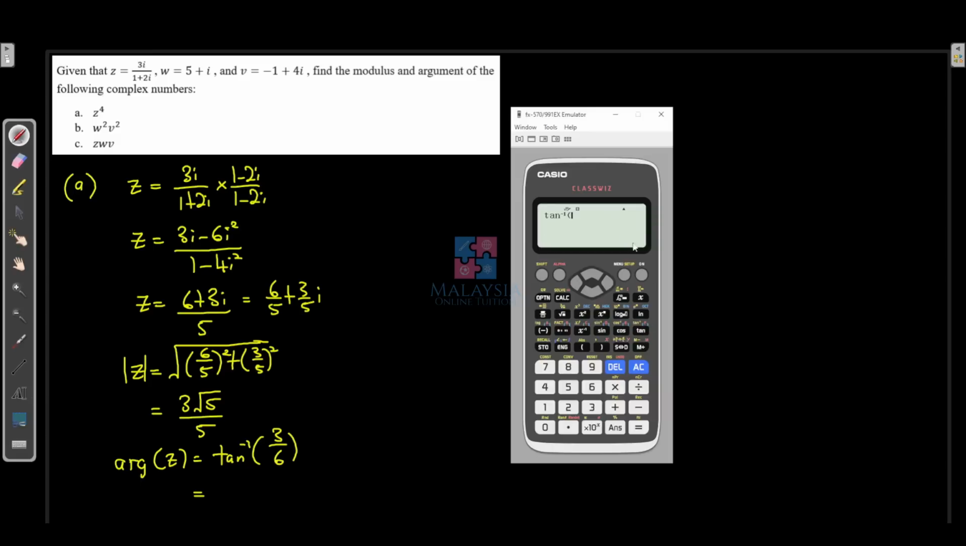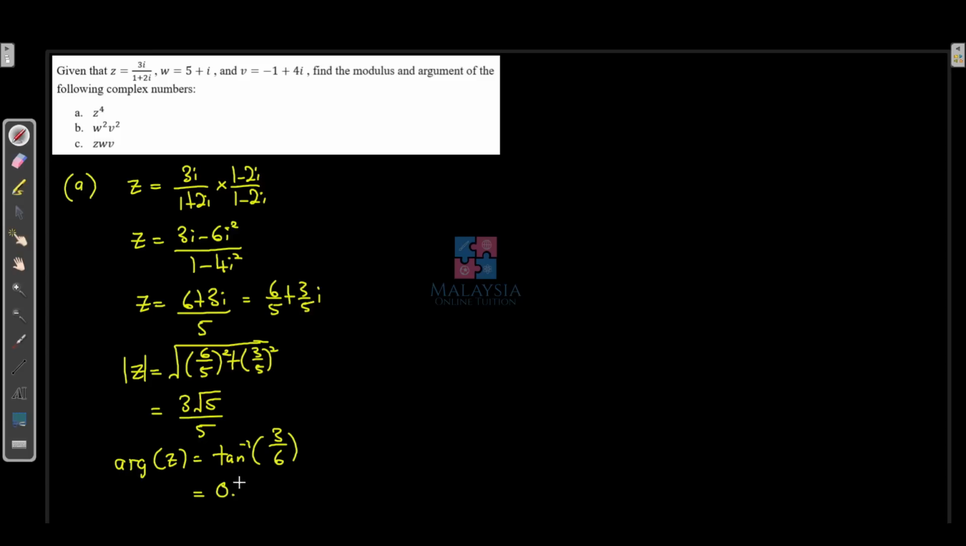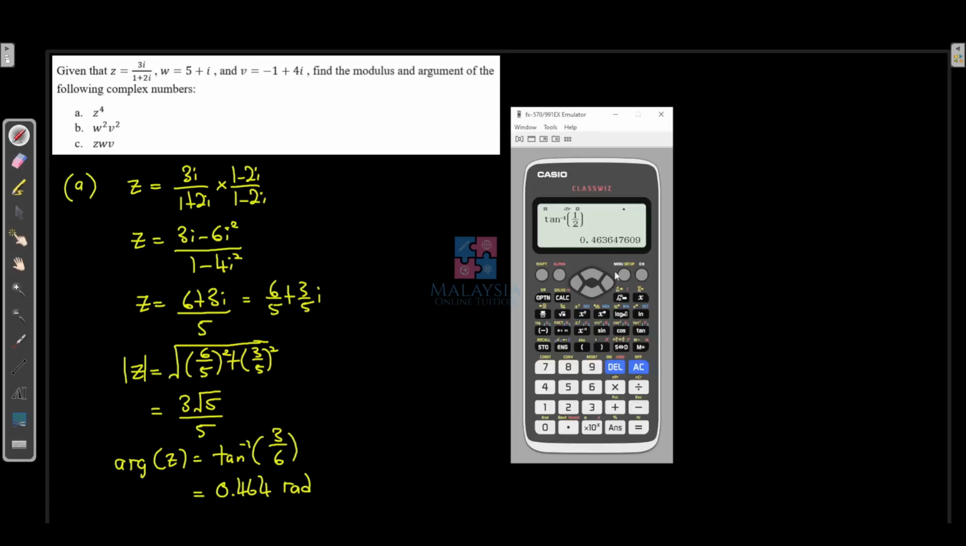So tan inverse of 1 over 2. Make sure you calculate it in radian mode. We get 0.4636, we can just use 0.464 radians. Before you proceed any further, please check whether this is actually your modulus and argument. How to do that? You go to shift menu, and then you go to complex number 2, and then you change into the second form.